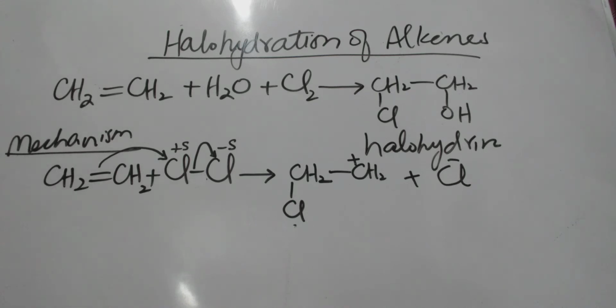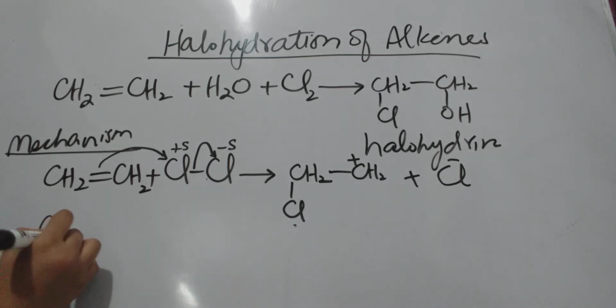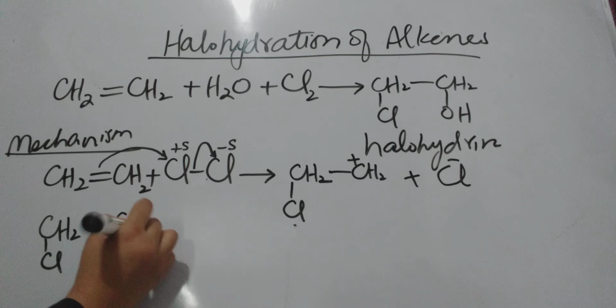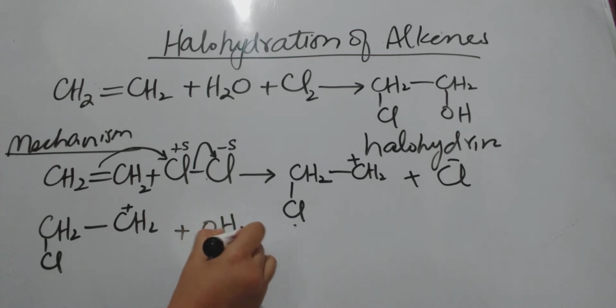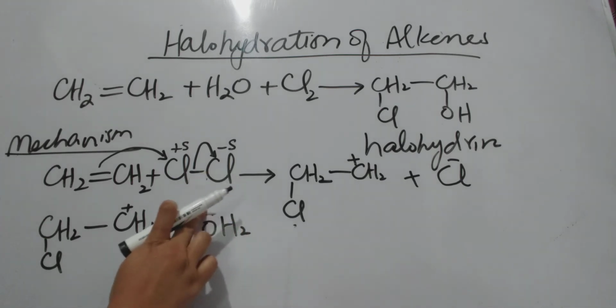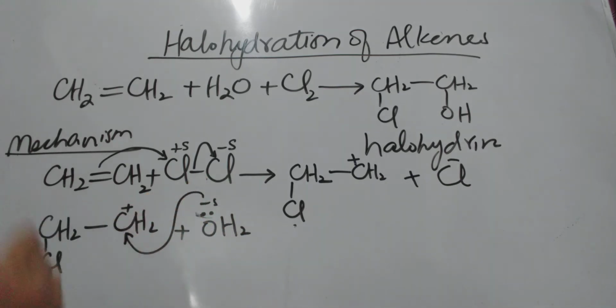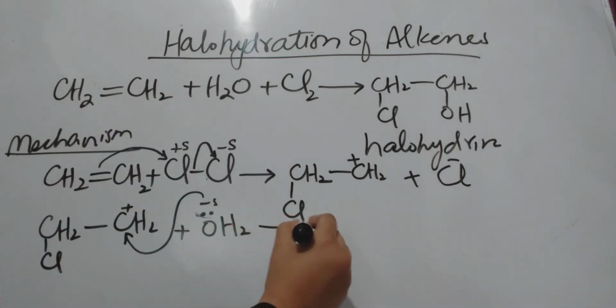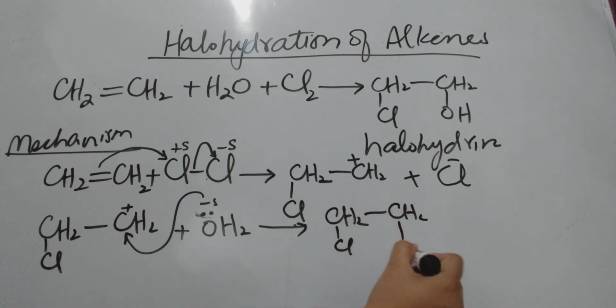In the next step, this carbocation will be attacked by water. Definitely water is in excess in this chemical reaction. Having the lone pair over the oxygen atom, it will attack this particular carbon atom. We will write down the product here, CH2Cl, CH2O, H on this side, H, and it has the positive charge because oxygen is going to make 3 bonds here.